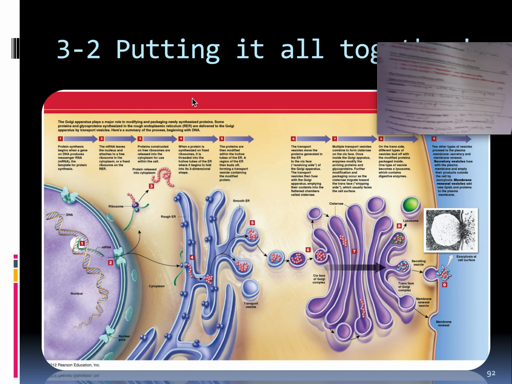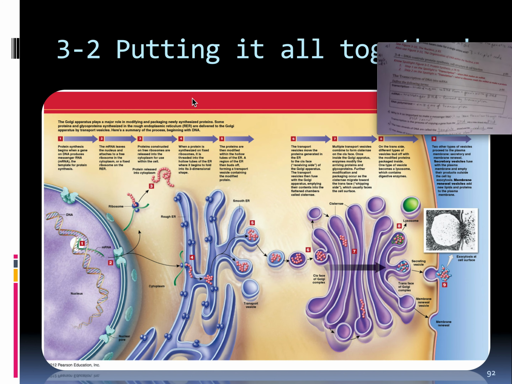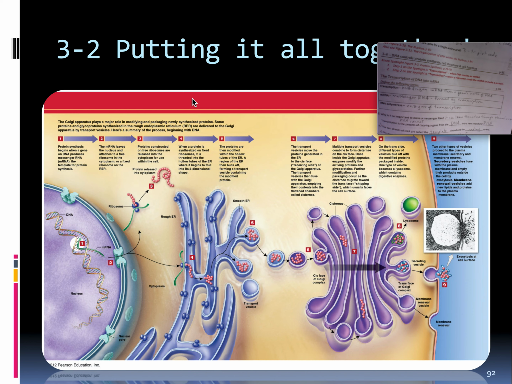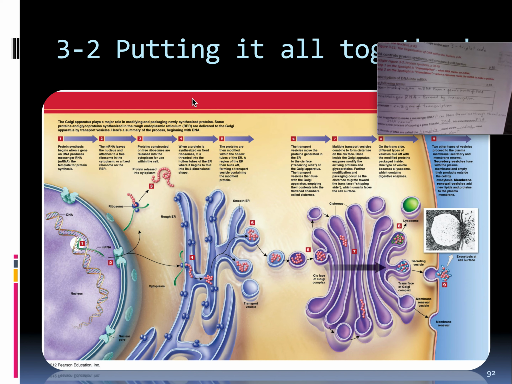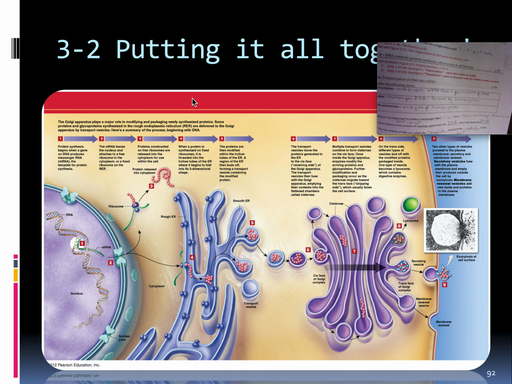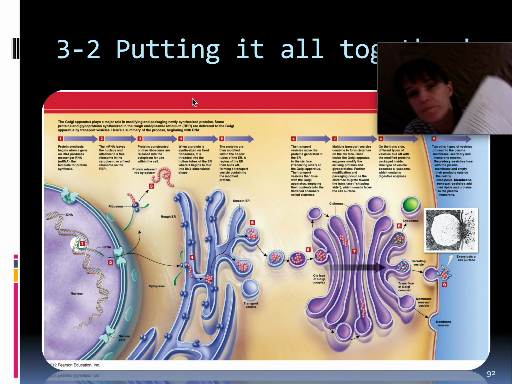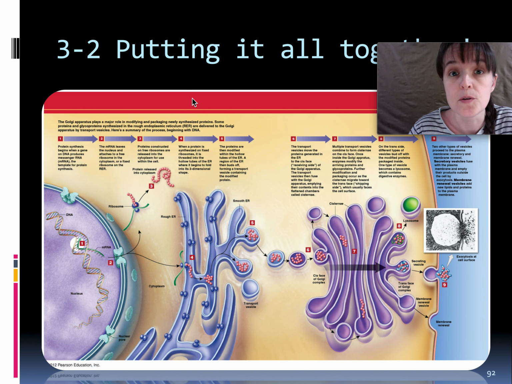On mine, and it may or may not be on yours, this first bit in red is need to know. So step 1 on the spotlight, figure 3.7, protein synthesis, pages 78 and 79, is transcription. Transcription is when DNA makes an mRNA. Step 2 on the spotlight is translation. Translation is when a ribosome reads the mRNA to make a protein. Need to know.